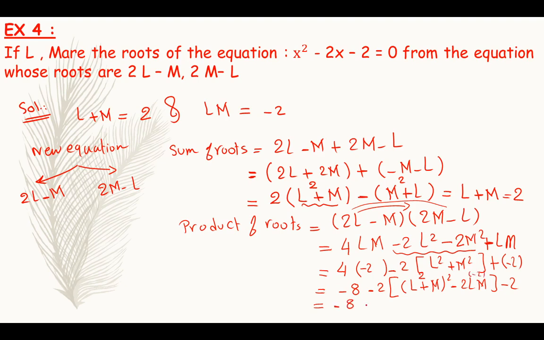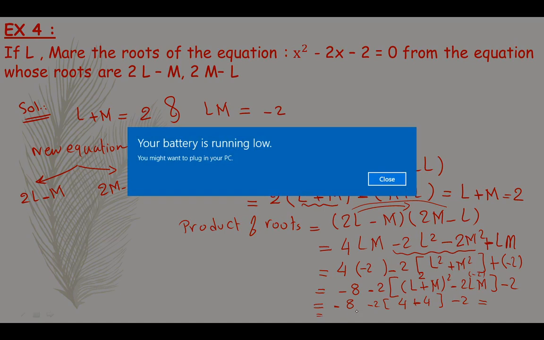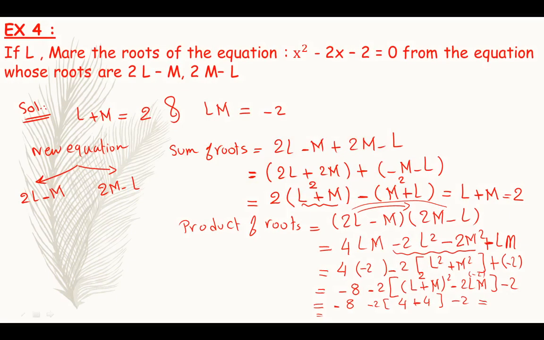Concentrate: negative 8, negative 2, times 2 squared which equals 4. Negative 2 multiplied by negative 2 will also equal 4. And all of this minus 2. So by using your calculator, negative 8 minus 16 minus 2, it will be negative 26.